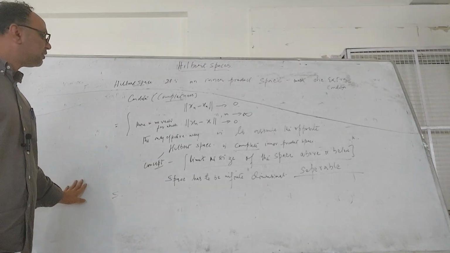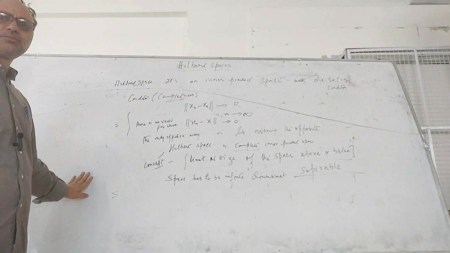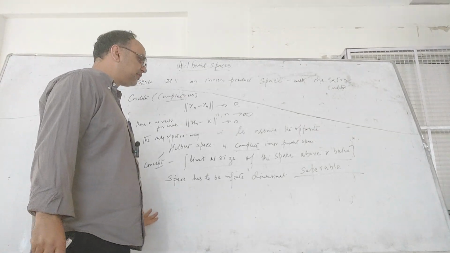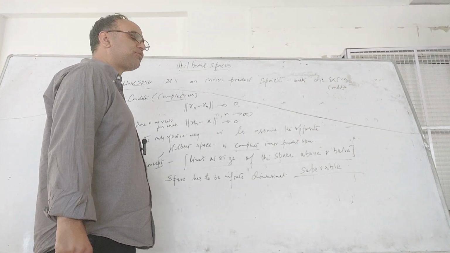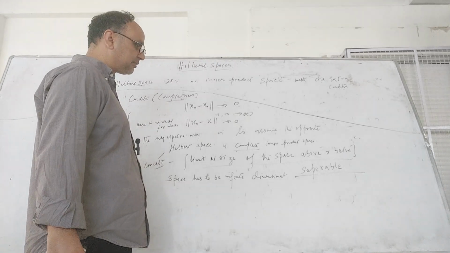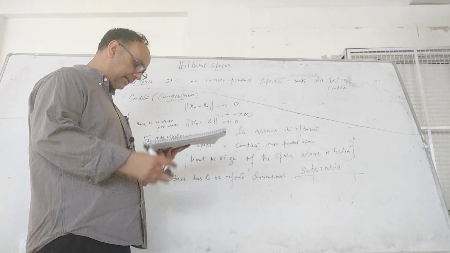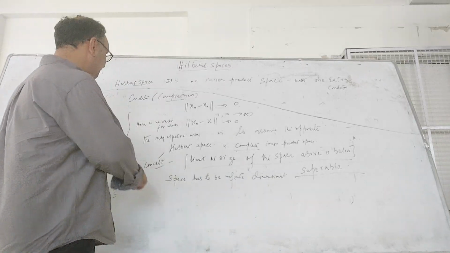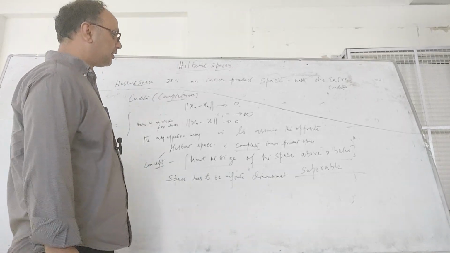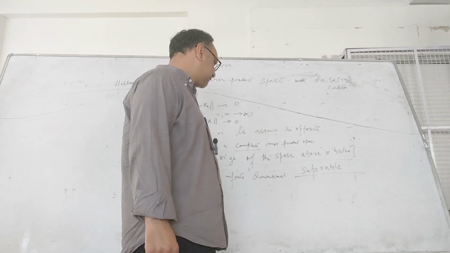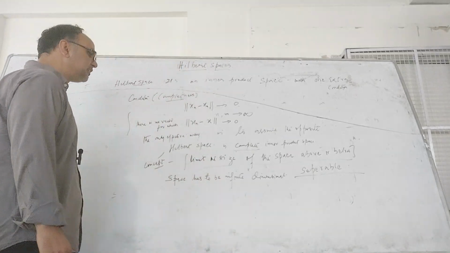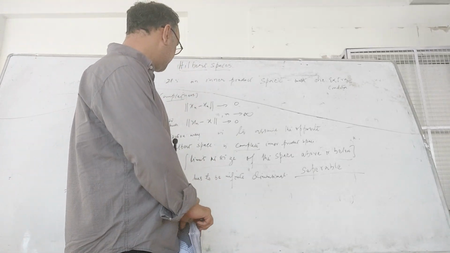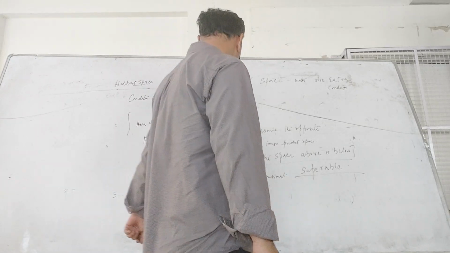So in modern literature, there may be more conditions which may be added to it, but for the simplest cases, this will suffice for us in that sense. How can we define Hilbert space? It's a complete inner product space, and it's infinite dimensional as well as separable.